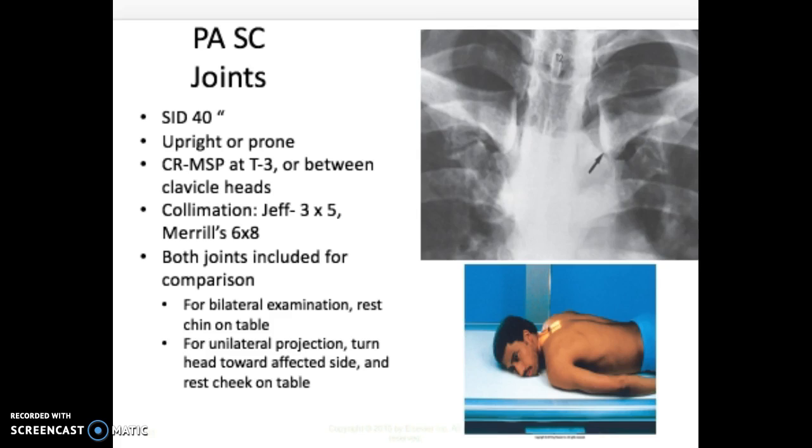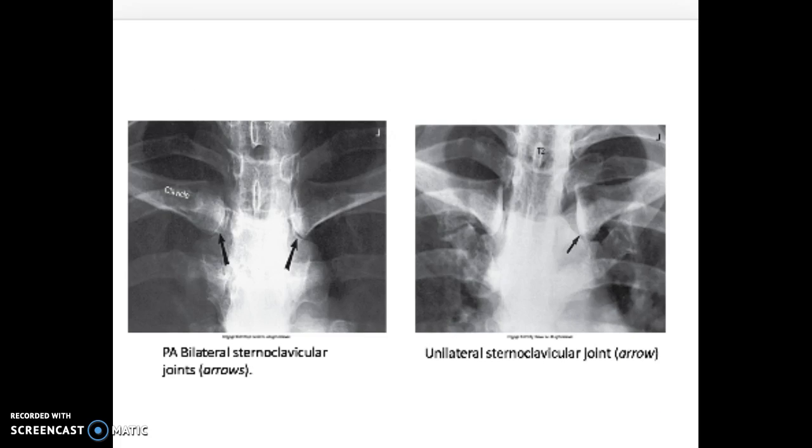You center at about T3 between the clavicle heads. Jeff says your collimation is a 3 by 5. Merrill says 6 by 8. So just do your best, and you just want to be sure you include both sides. And in Merrill's, it says you can do a unilateral by turning the head toward the affected side, but typically if you're doing the sternoclavicular joints, you're going to do both of them. It's not a huge area. You're going to pretty much get both of them in there.